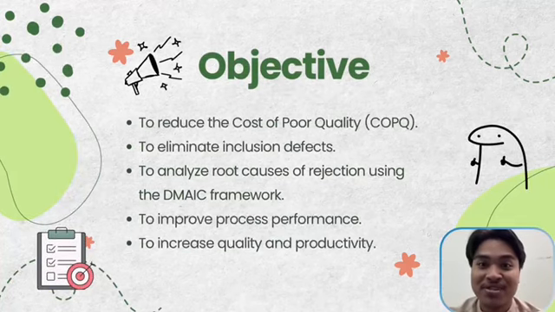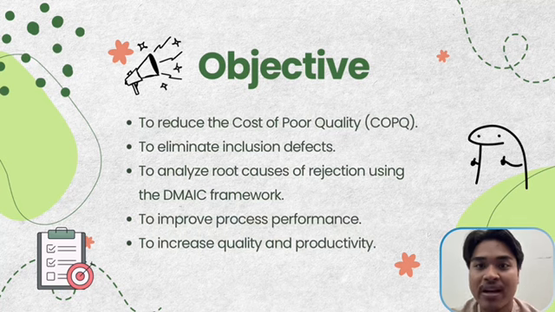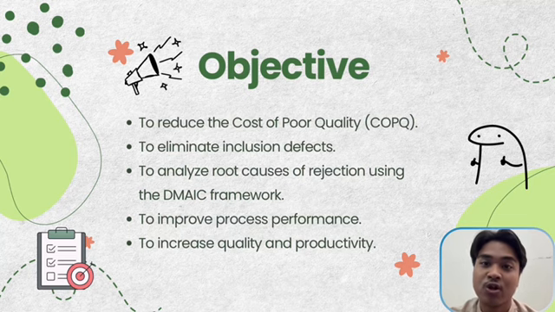Let's move on to the specific objectives of our project. What are we actually trying to achieve here? Our primary financial goal, at least first, is to significantly reduce the cost of poor quality. To make that happen, we have to target specific issues happening on the line, which brings us to our second objective, eliminating inclusion defects. In manufacturing, inclusions like thread particles, foreign materials, or air pockets compromise the integrity of a product and are a major driver of scrap and rework. We want to bring those occurrences down to zero.